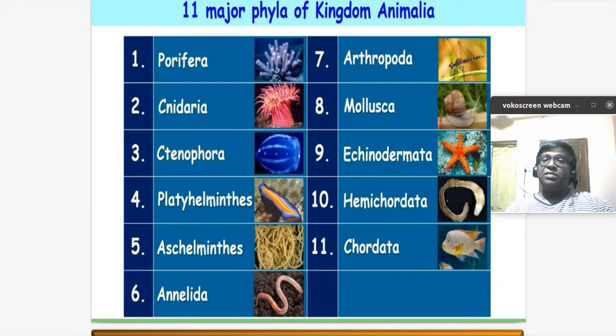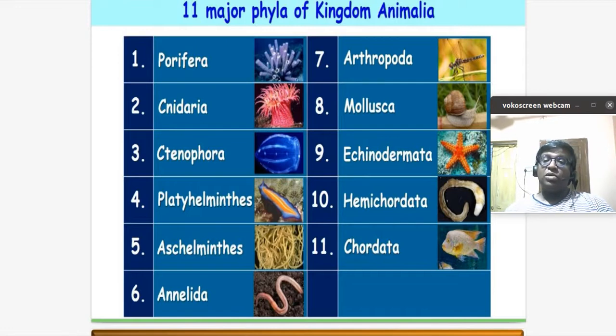The seventh phylum that you will be studying is Arthropoda. Then the soft-bodied animals are placed under phylum Mollusca. In phylum Echinodermata, you're going to study about the spiny skinned animals. In Hemichordata, you're going to study about animals which have stomochord, which is the primitive type of notochord.